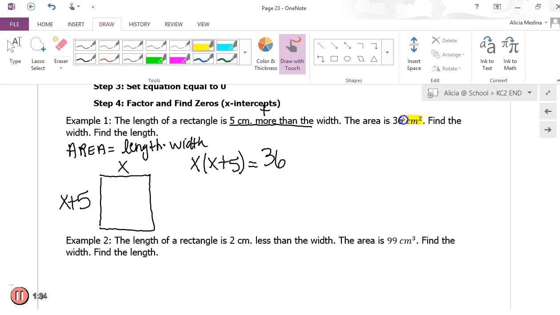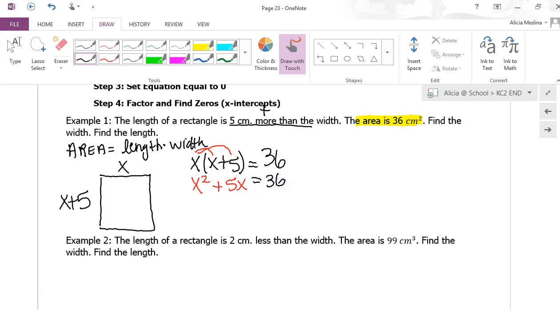Anytime, if they don't clearly tell you that the area is something, look for the units squared. Anything that has units, like, for example, centimeters squared, that gives away the area. All right, now we're going to multiply the binomial, which is my step 2. So I'm going to multiply x times x. That's x squared. Multiply x times a positive 5. That's a positive 5x. Still all equal to 36.